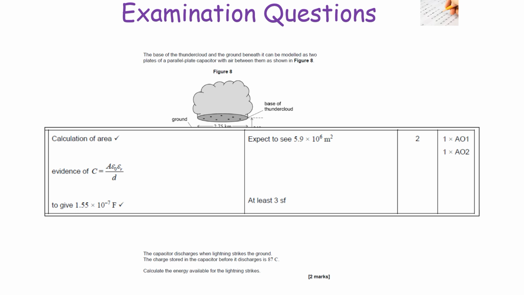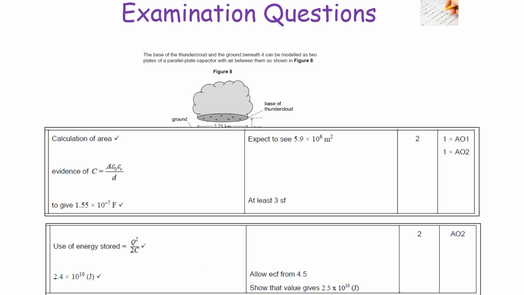Now the next question asks you to work out the energy. Now you've got your charge, and you've got your capacitance as well. So you can use your equation E is equal to a half Q squared over C. Now you can pop in your values. You've got your charge from the question. You've just worked out capacitance, so you can work out your energy to be 2.4 times 10 to the 10 joules. Look to see what values you've been given in the question and refer to your equations, which are given to you in your equation book.